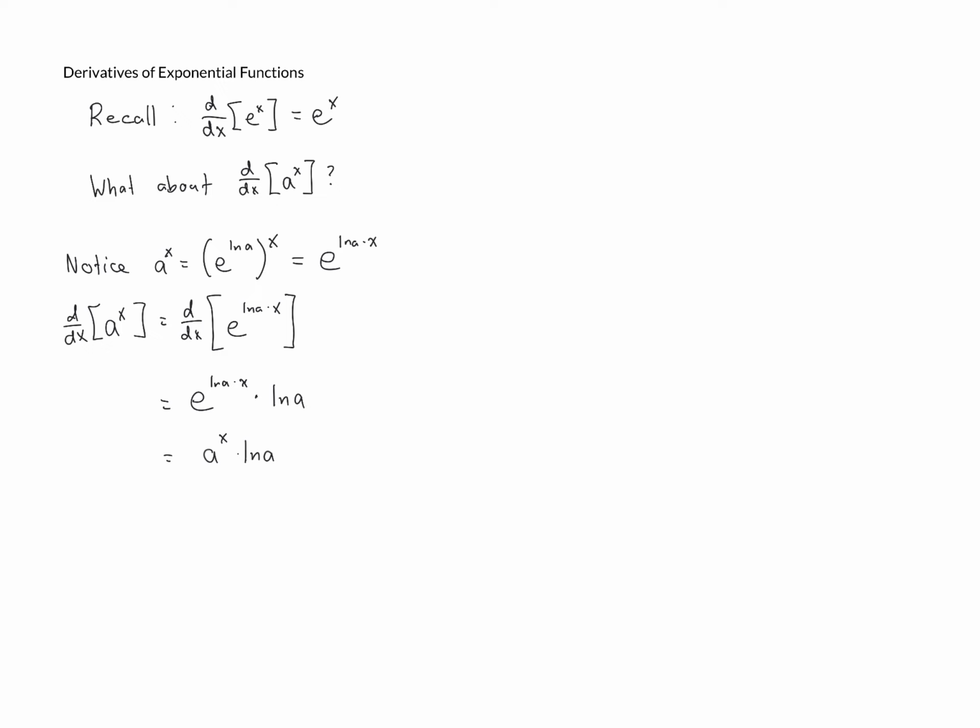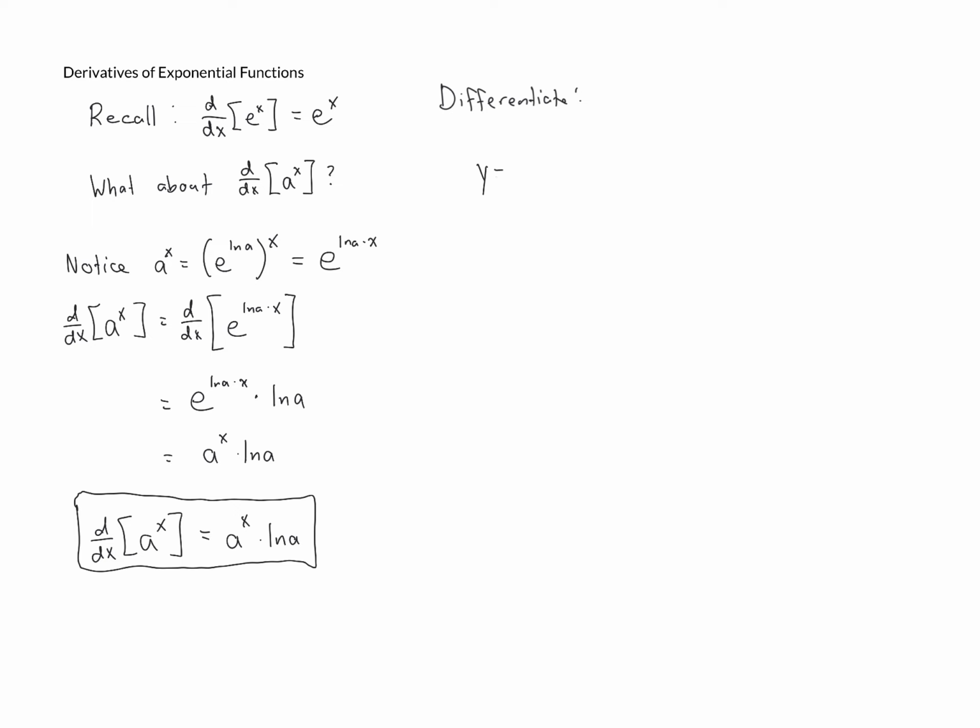So our rule here is going to be, if we want to take the derivative of a to the x power, the result is just going to be a to the x power times ln of whatever that base is. And so this is a new rule that we can use to differentiate functions that are exponential functions, but where the base is not e. All right, let's do a few rapid fire ones just to get some practice.